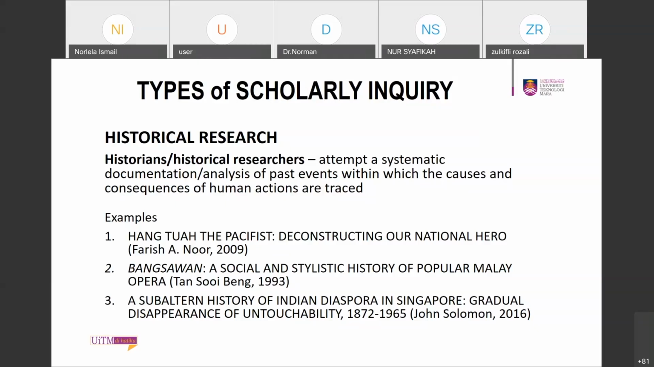And Tan Sooi Beng, for example, also focuses on her excellent study of bangsawan, our traditional performing arts, focusing on the social and stylistic history of popular Malay opera. Bangsawan, where Tan Sooi Beng argues that initially bangsawan was very much hybrid in terms of cultures and identities. Then there's a stage at which it was promoted as Malay, very much associated with the notion of Malayness. This is in tandem with the rise of Malay nationalism prior to and after independence, as well as the national cultural policy, another phase in the early 70s.